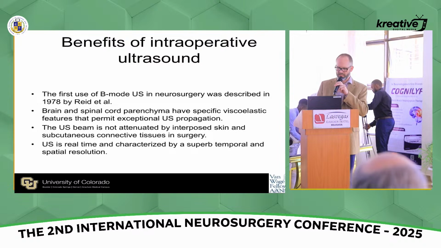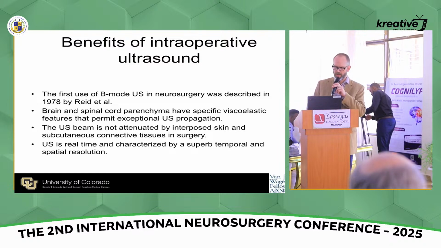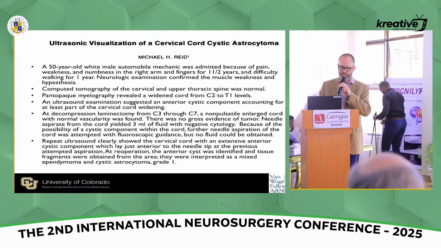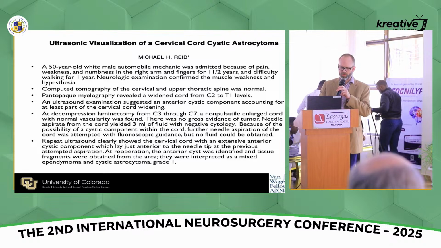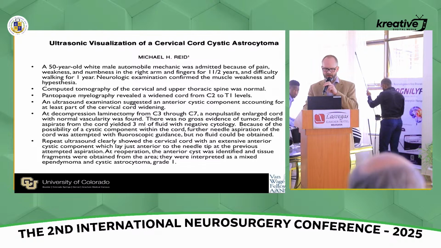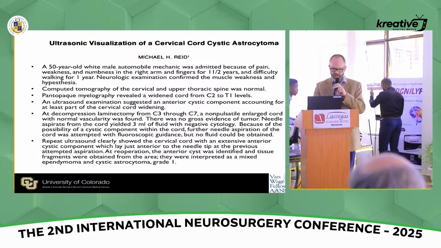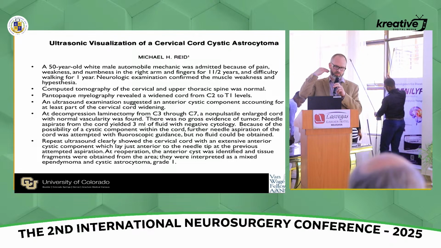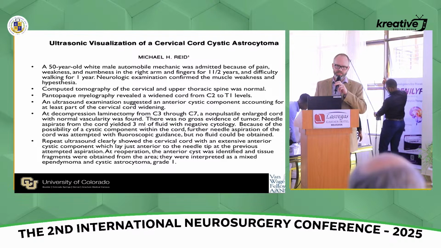This was pre-CT, or I mean pre-MR. CT was normal. CT myelography showed an expanded cervical cord. At surgery, an ultrasound exam suggested there was a cystic lesion inside the cord at the area of widening. And this was between the lamina, so this was done before surgery. They thought they could appreciate the cystic mass.